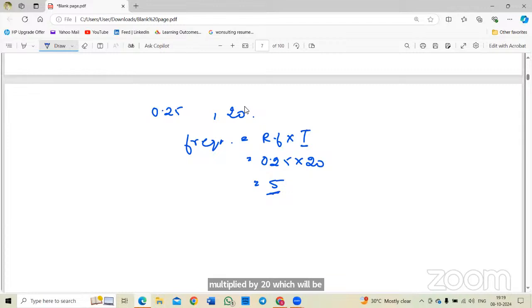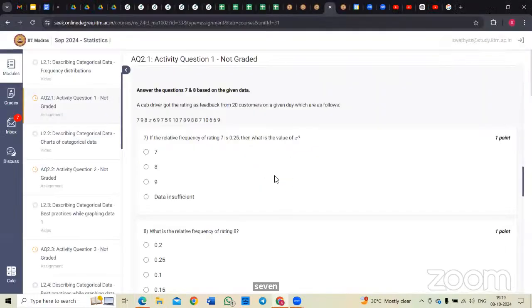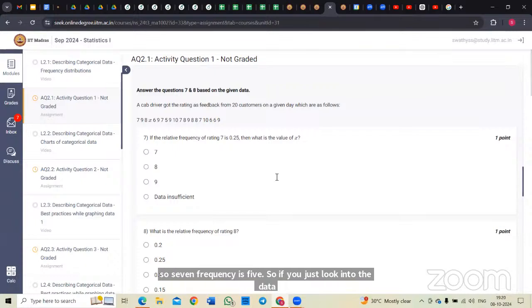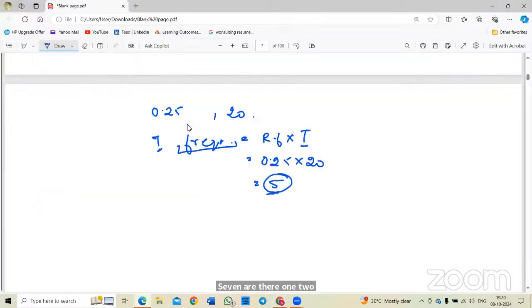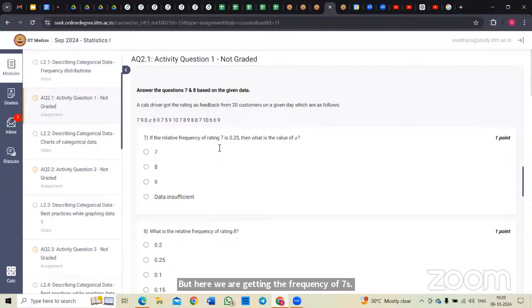Correct? Yes, ma'am. So whose frequency are we calculating? We are calculating the frequency of rating 7. So the frequency of 7 is 5. If you look into the data, how many 7s are there? 1, 2, 3, and 4. But here we are getting the frequency of 7 as 5. That means the value of x would be 7 only.